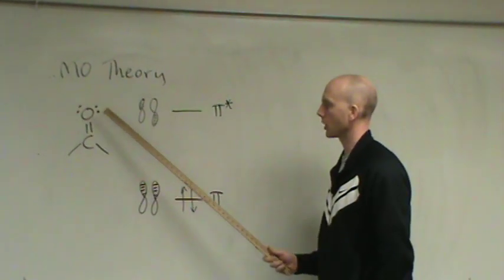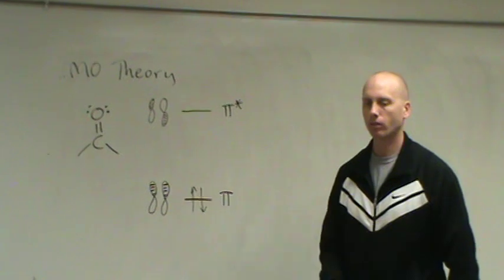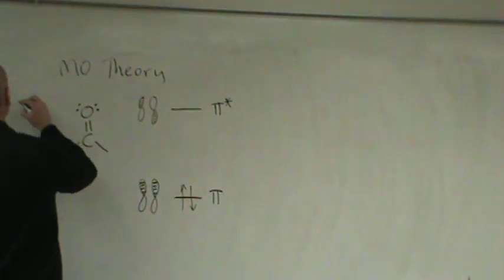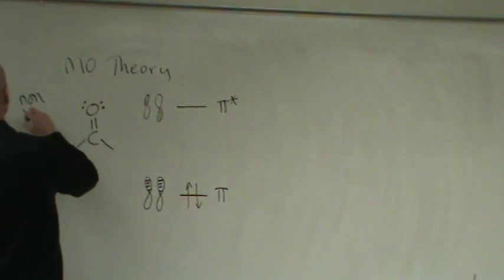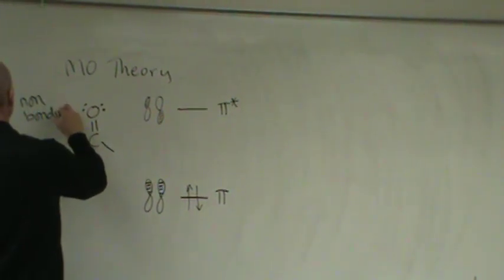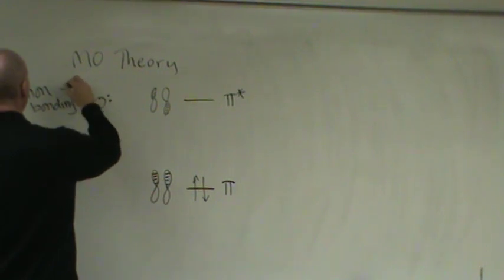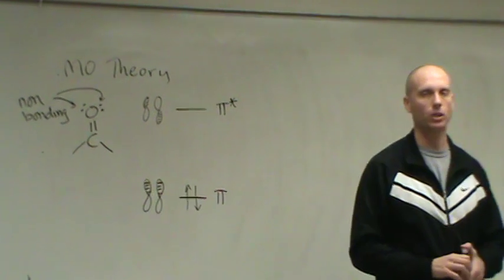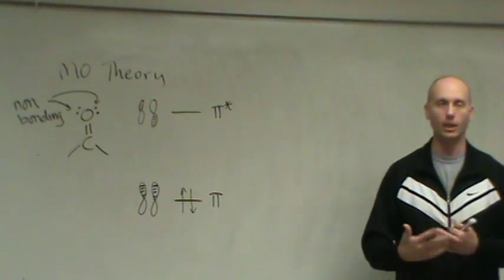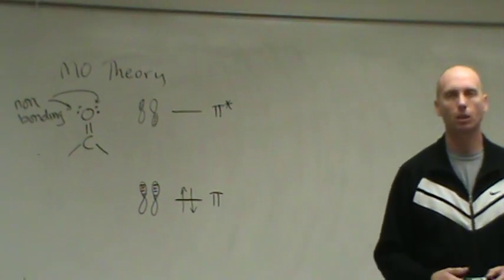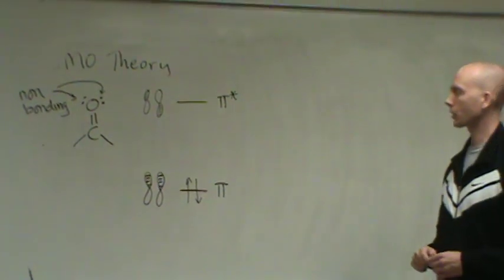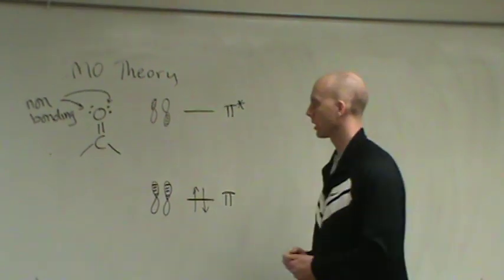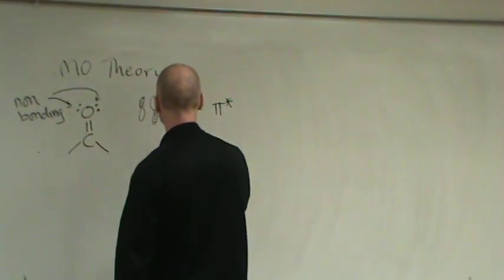On the oxygen, we have 2 lone pairs. We call them lone pairs, but another name for these is non-bonding electrons. Why is that? Because they are not involved in the bonding, but they are there on the oxygen. So where do these go in this picture? These go right in between.